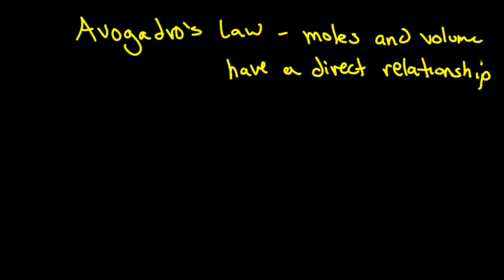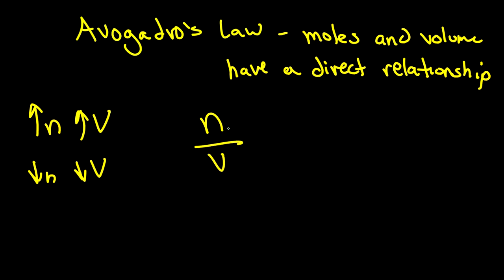Which should make sense to you. If you increase the number of molecules, you're going to have to increase the amount of space available for them. So, if your moles go up, your volume goes up. If your moles go down, your volume goes down. And since it's a relationship, there's a mathematical formula. And since it's a direct relationship, just like Charles and Lussac, it's going to look the same as those two laws. So your moles will be over your volume. That's your original moles and volume amounts that equal to your new moles and new volume amounts.